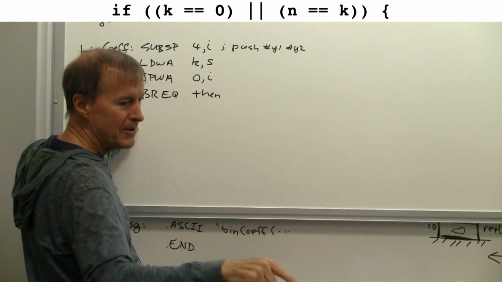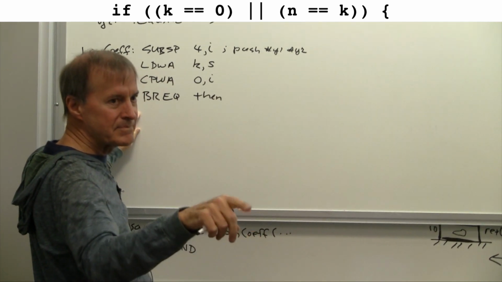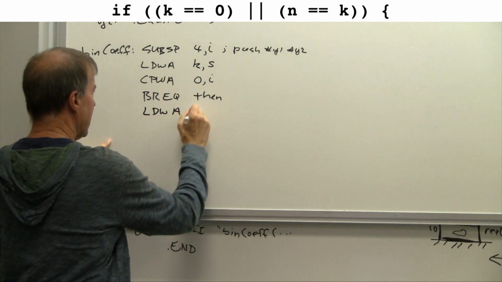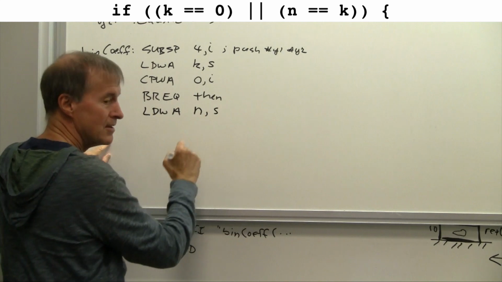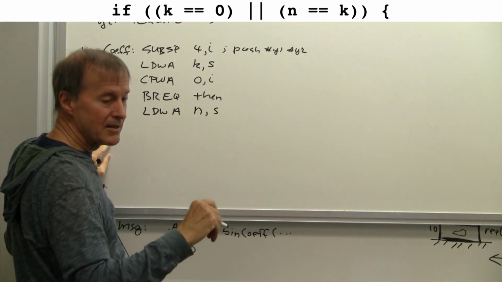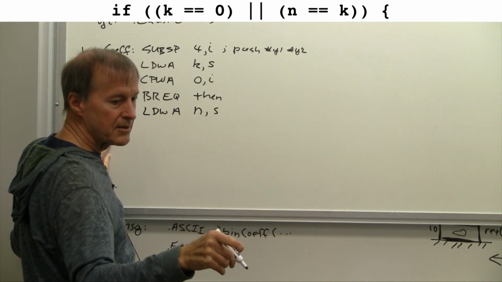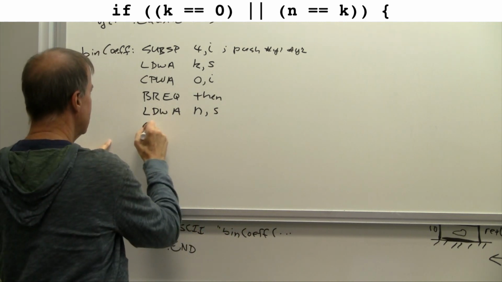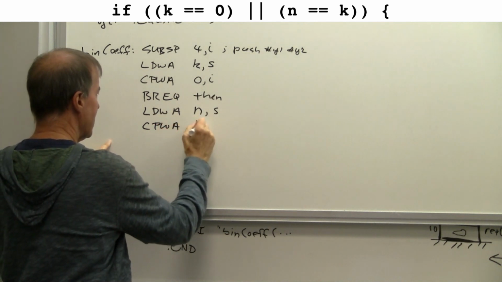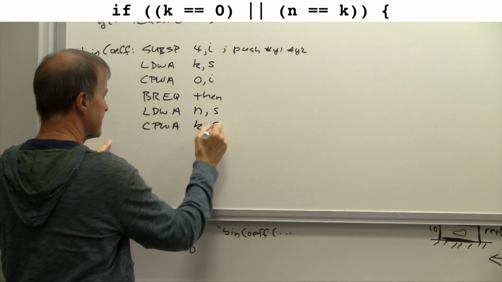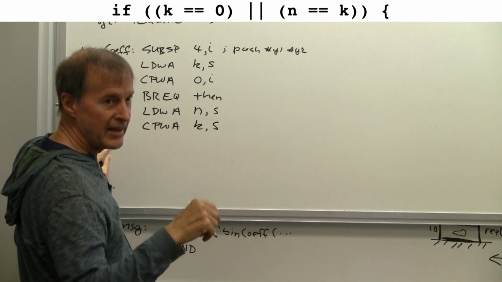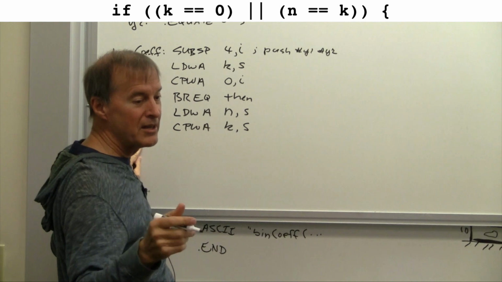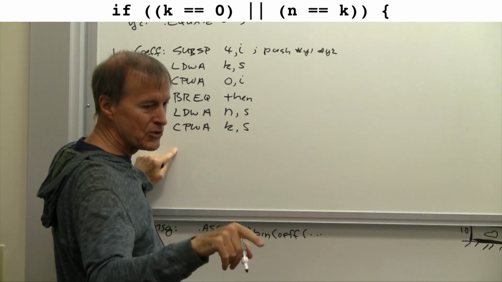And now, how do we do the next test? Load word accumulator what? And addressing mode? Good. And then what? We have to, with what? Yes. Compare word accumulator K. Addressing mode? Yes. All right. And now we're going to branch to, this next statement will be the return 1.